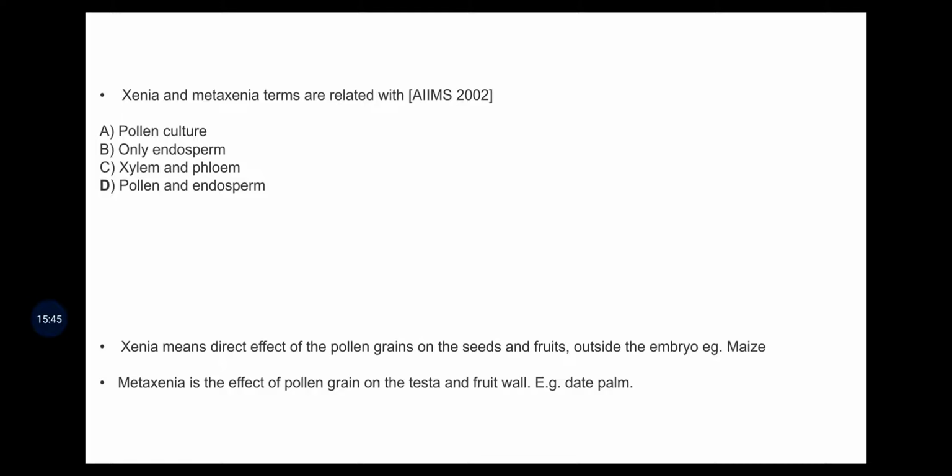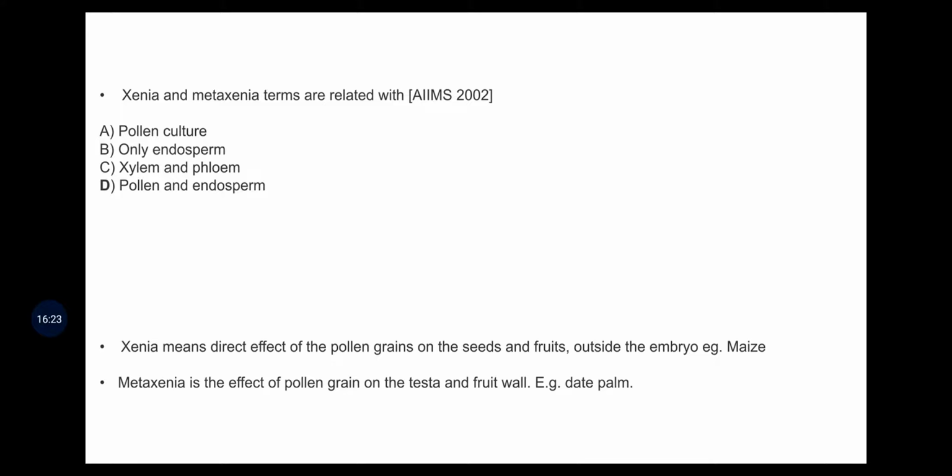So far we have seen the Xenia and Metaxenia effect. The Xenia effect is mainly seen in maize, the popular example. Not only in maize, other crops like cereals, rice and other crops are also prone to Xenia effect. And when we talk about Metaxenia, it is the effect of pollen grain on testa or fruit wall. That means double dose of a character in dominant form will mask the effect of recessive gene, and this is commonly observed in apple and date palm.